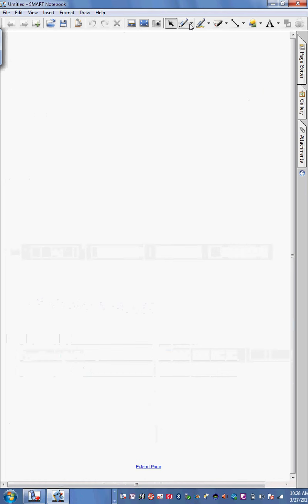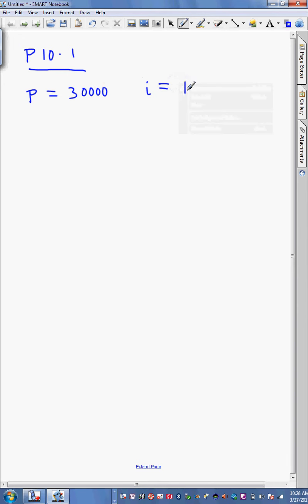Okay, so I will just start with problem 10-1. Okay, and we know that the principal is 30,000. We know the interest rate on the bond is 4%, I believe. Yeah, 4%. And it's 4 years. Can't read my writing, but that's okay.